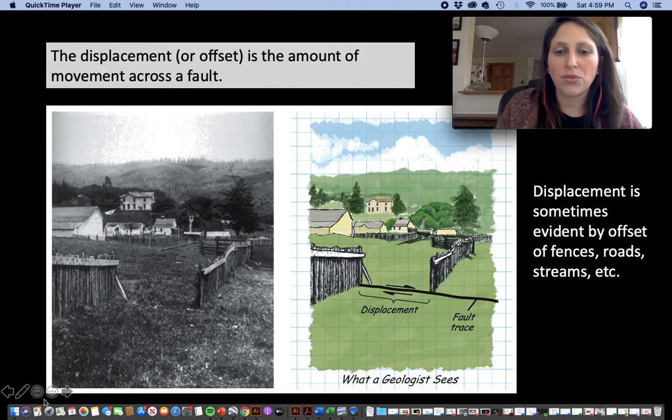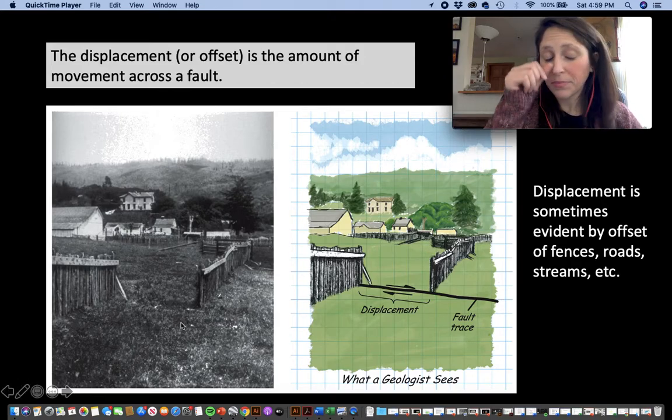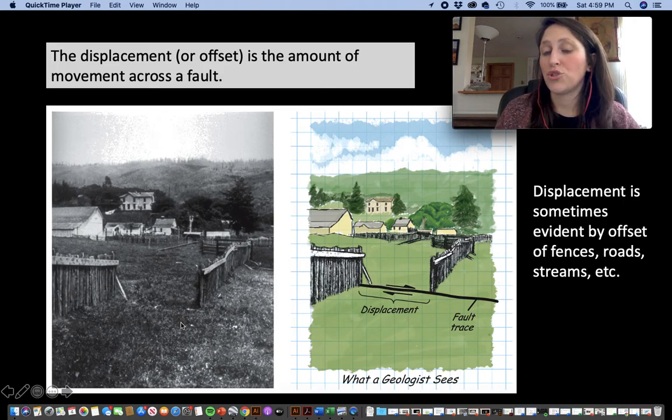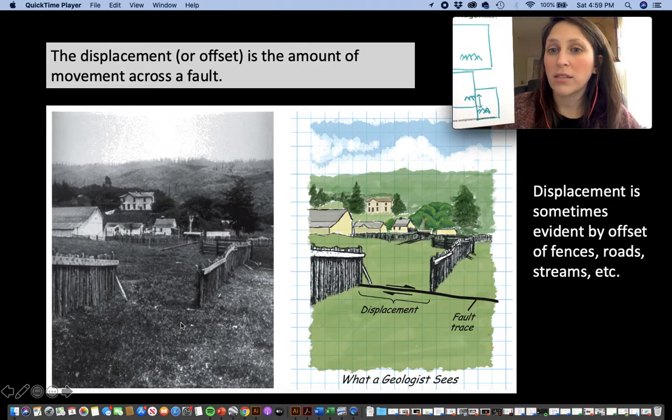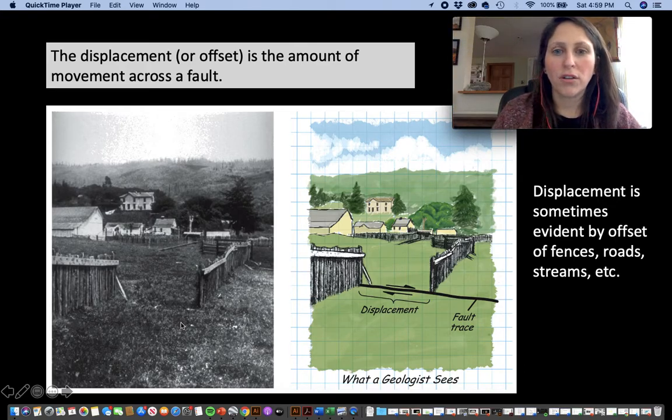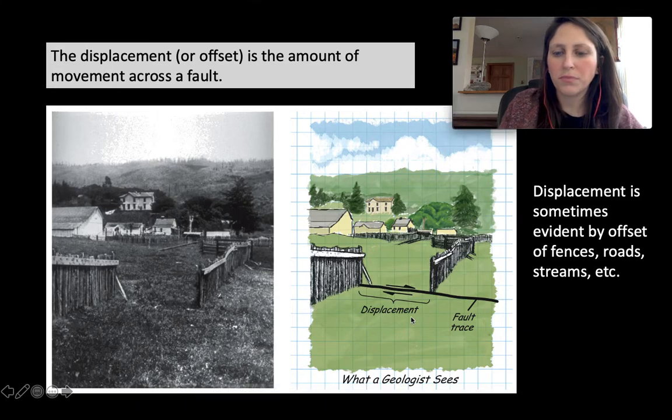Whether it's through these markers like a fence, we can also use streams, so streams can get displaced by faults. Mountain chains are a really good way we can look at fault displacement. But that's what this means when we're talking about displacement or fault offset. It's measuring how much the fault has moved.